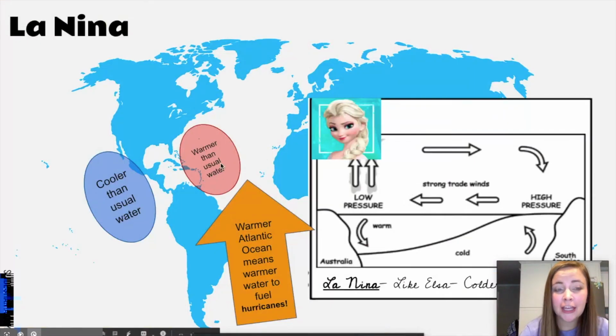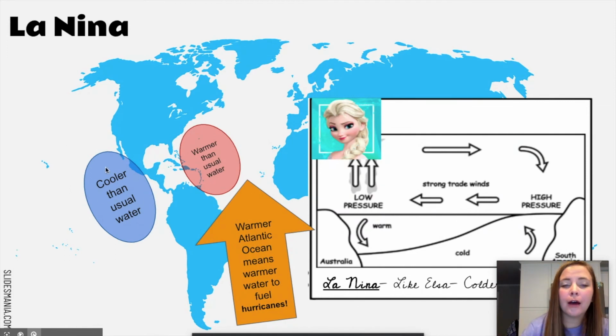So again, remember La Niña means like the girl. So the Pacific Ocean is like Elsa. It's colder than usual. And which in turn makes the Atlantic Ocean warmer than usual. And of course, the warmer Atlantic Ocean means warmer water to fuel hurricanes.